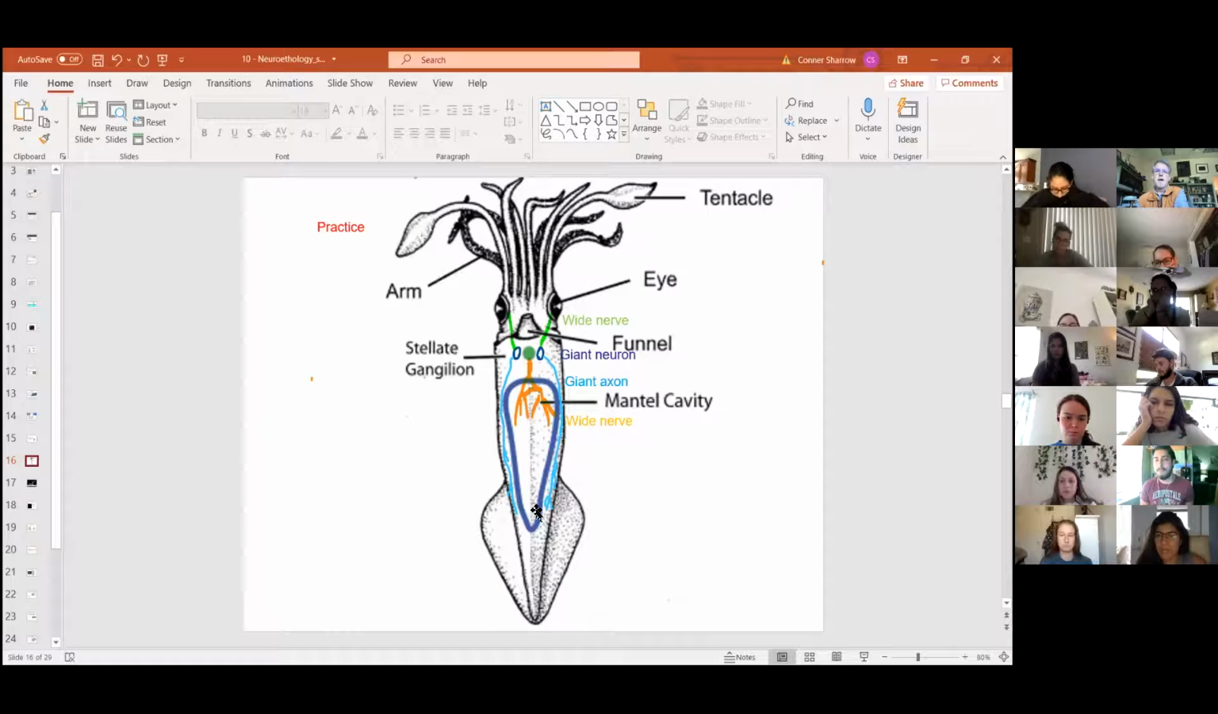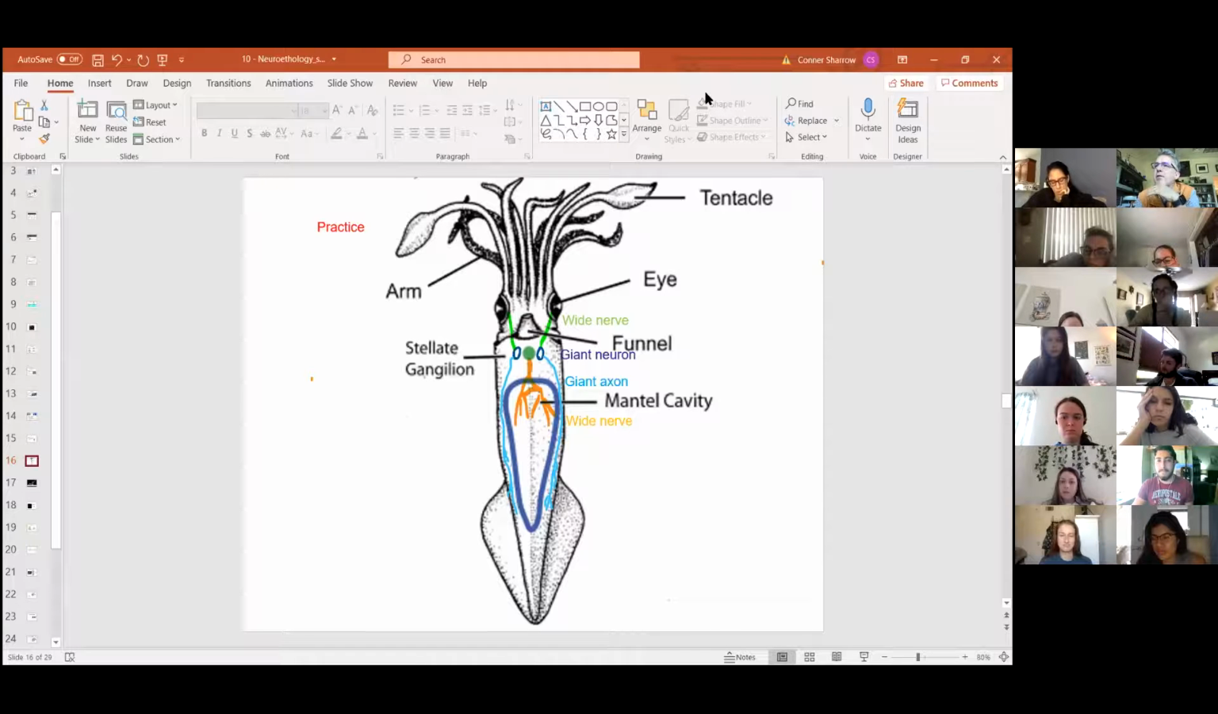Okay. And based on this logic, where would the thinnest of the wide nerves terminate? The thinnest would be closest to the eye, because you want to press from back in, I believe. Okay. Does anyone have some questions?